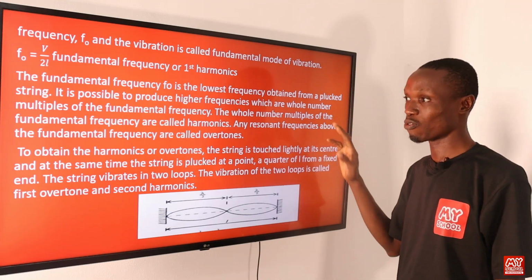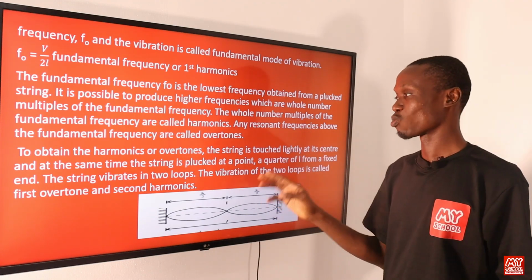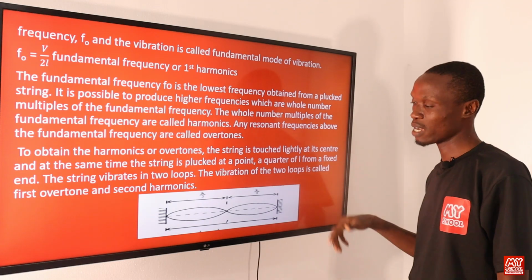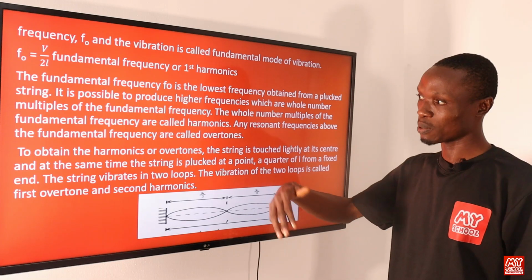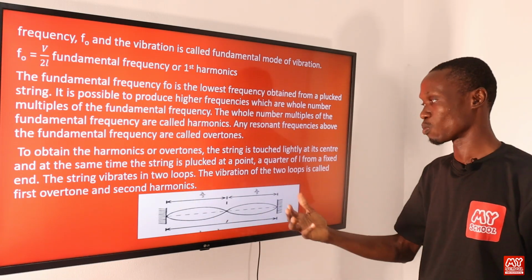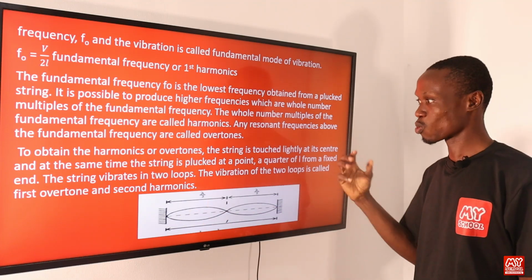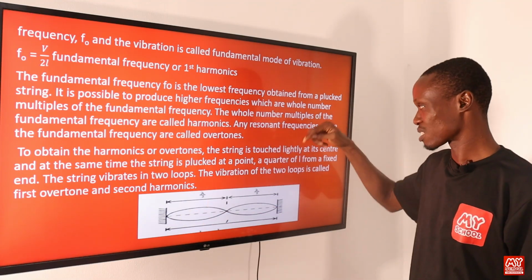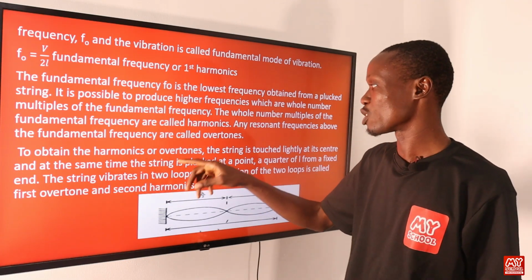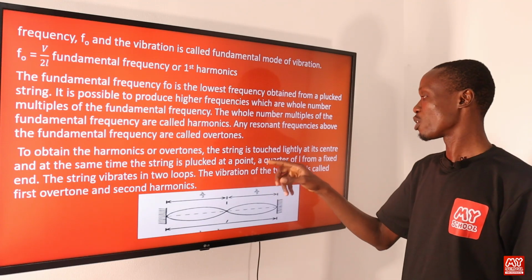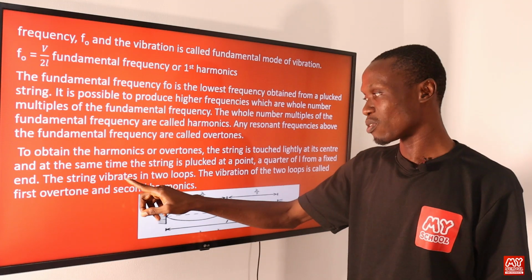Any resonant frequency that is higher than the fundamental frequency is what is referred to as an overtone, right? Now, in order to obtain other harmonics or overtones, what we have to do is just increase the number of loops. In that case, the string will be touched slightly at its center, and at the same time the string is plucked at a point a quarter of L from a fixed end, and the string vibrates in two loops.